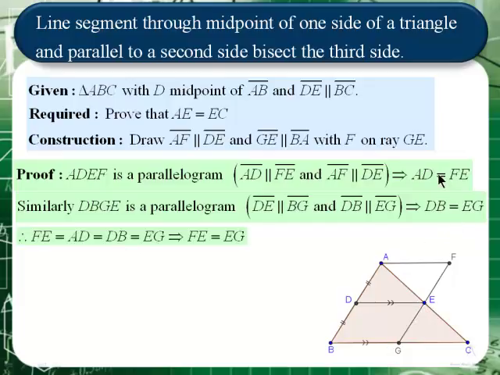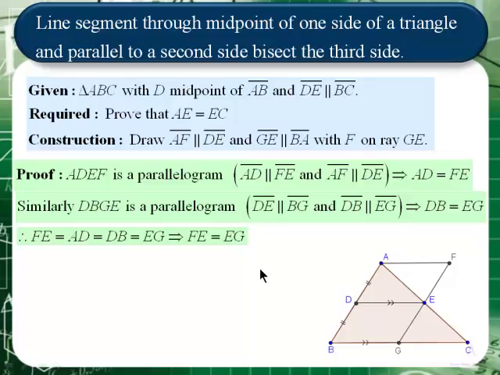Putting these two last facts together, what can we get? We can start off by saying that we know that FE is equal to AD. But remember that D is the midpoint of AB, so therefore AD is the same as DB. But here we have proved that DB is equal to EG. So if we look at the first and the last one, we can say therefore we know that FE is equal to EG.